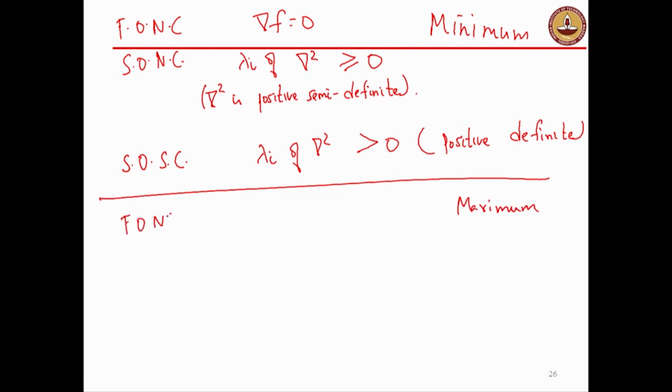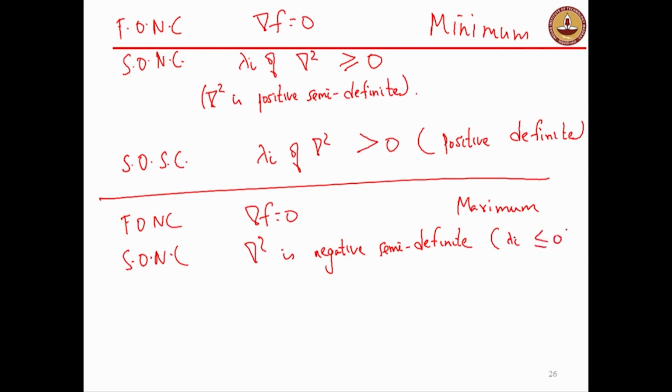Of course, the first order condition is the same: gradient is equal to 0. Second order necessary condition is Hessian is negative semi-definite, which means the lambda i's are less than or equal to 0. Second order sufficiency condition is Hessian is negative definite. All the eigenvalues are strictly less than 0 for a maximum.